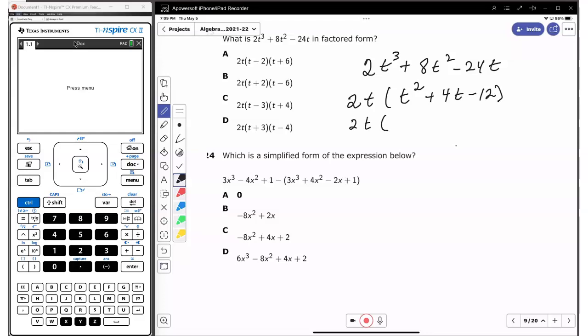So you have 2t, and then the factors of negative 12 are negative 6 and 2, 6 and negative 2, and you're going to use 6 and negative 2. t minus 2, and then t plus 6. So the answer to this will be A.